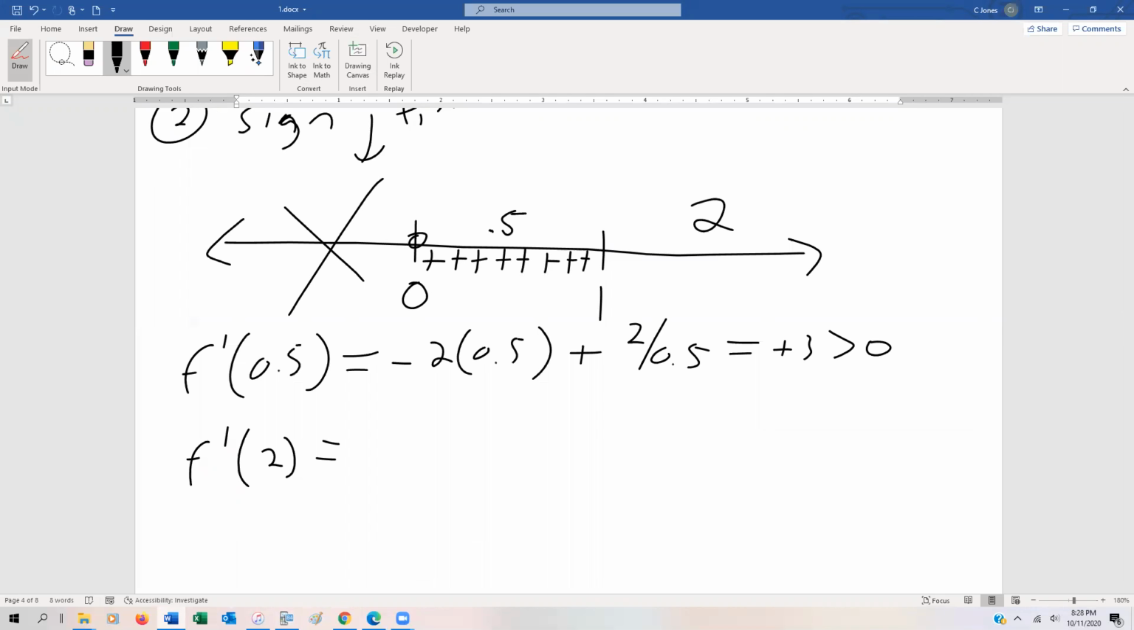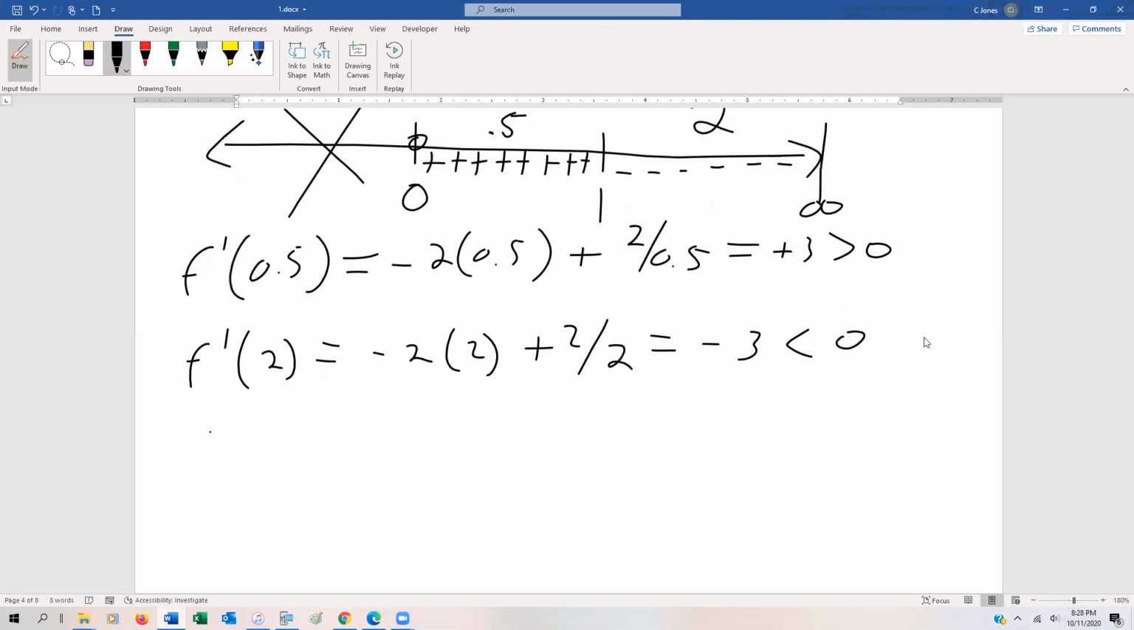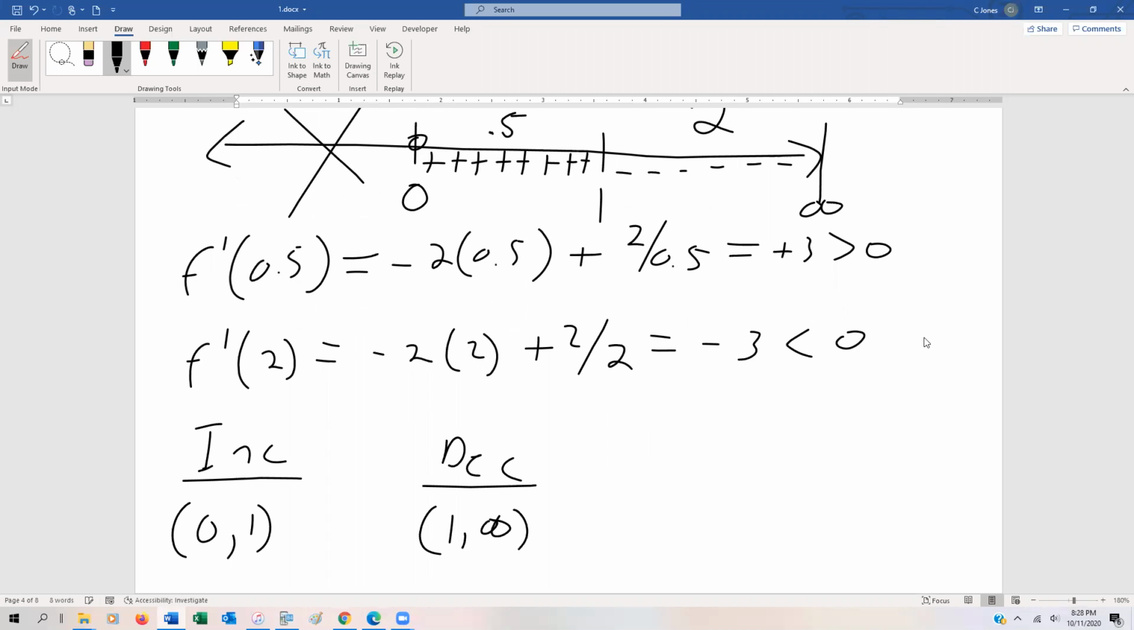Now, what about 2? Well, that's going to be -2 times 2 plus 2 divided by 2. That's going to be -4 plus 1, which is -3, which is clearly less than 0. And that means that this function is going to be decreasing. Remember, this goes all the way out to +infinity, so there's only two intervals that we have to worry about. So this function is increasing on the interval from 0 to 1, and it's decreasing on the interval from 1 to infinity.